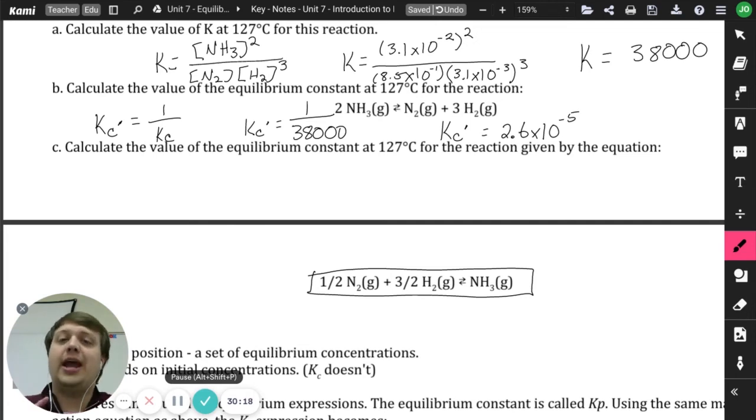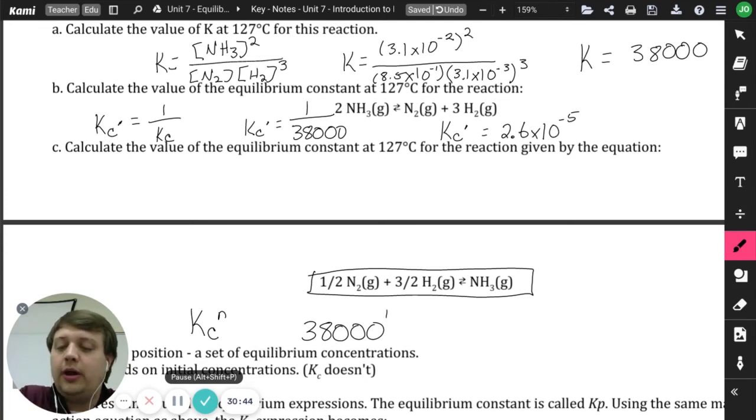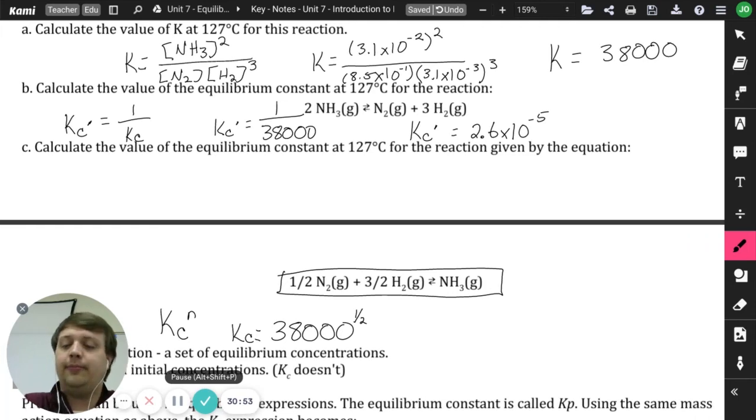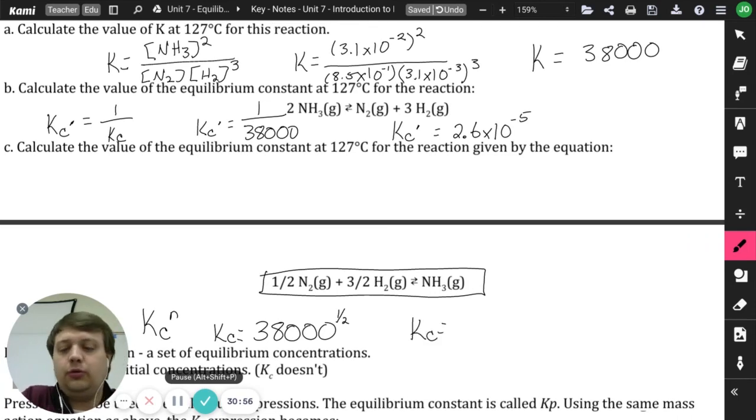And so since we've got a factor of 1/2, I know that my Kc equals the Kc of that factor, raised to the nth power, whatever my factor is. My Kc was 38,000, and my factor was to the 1/2 power. So I would just do Kc equals 38,000 to the nth power, which would tell me that my Kc equals 190. And that would be my answer for that.